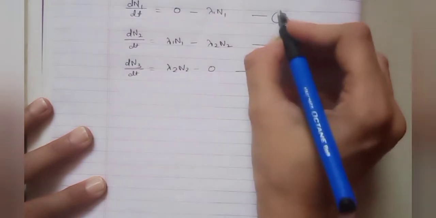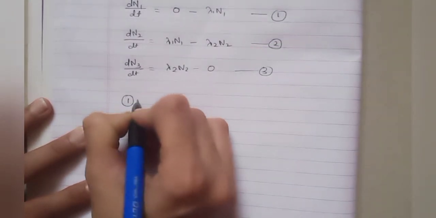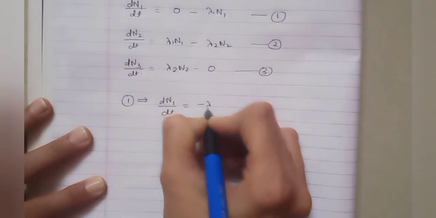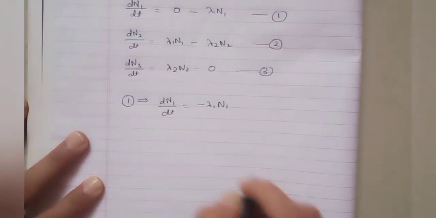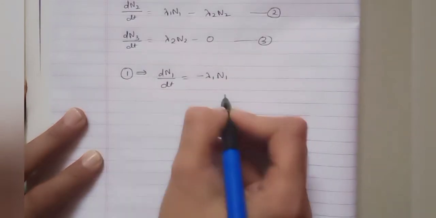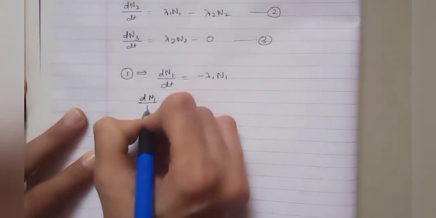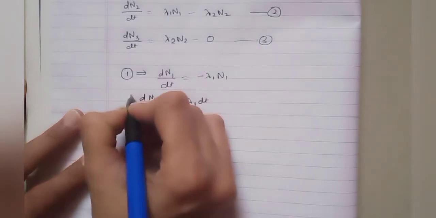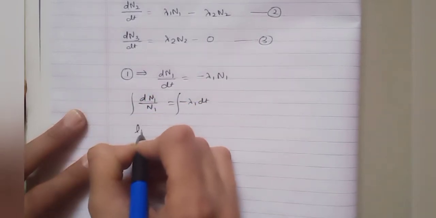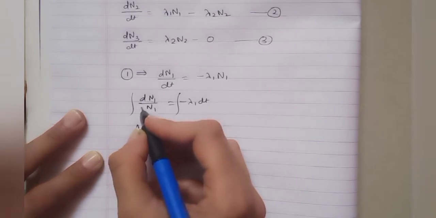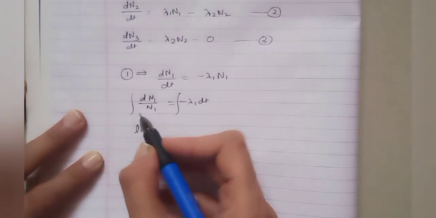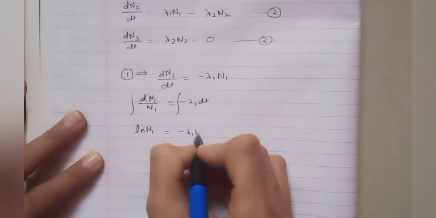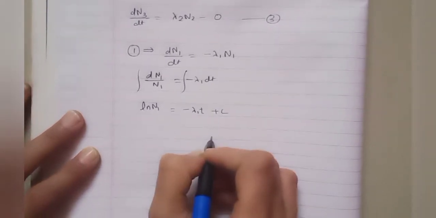Now we will solve the first equation. Equation 1: dN1 upon dt is equal to minus lambda 1 N1. To solve this, we separate the variables. We get dN1 upon N1 equals minus lambda 1 dt, integrating both sides. The integration of dx by x is log x, so the integration of dN1 upon N1 gives log N1, which is equal to minus lambda 1 into t plus some constant of integration c.